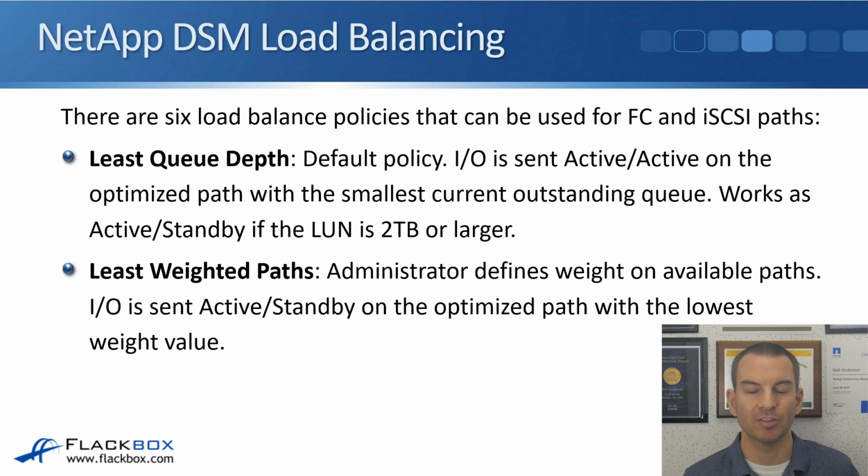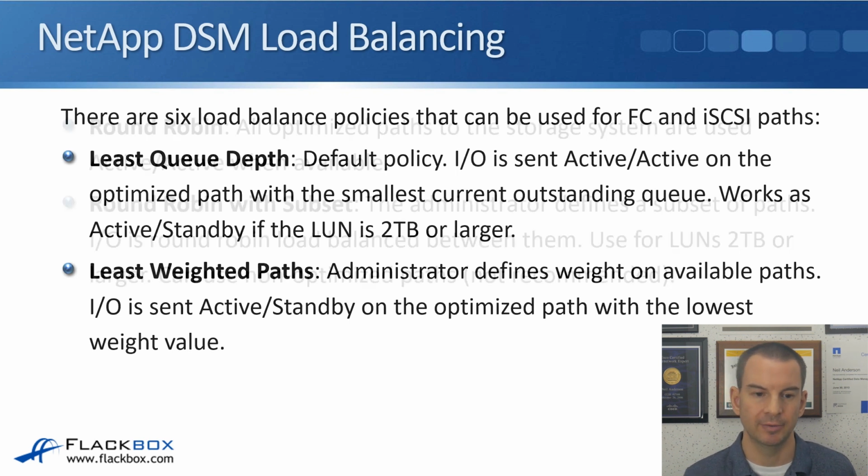It works as active standby if the LUN is 2 terabytes or larger. So if you do have a LUN which is 2 terabytes or larger, you're probably going to want to change that. The next available option is least weighted paths. Here, you, the administrator, define weight on the available paths. The IO is sent active standby on the optimized path with the lowest weight value.